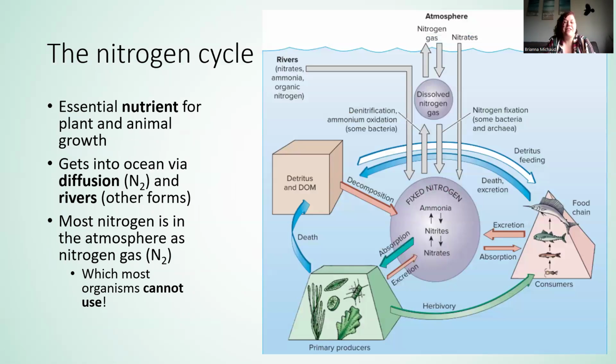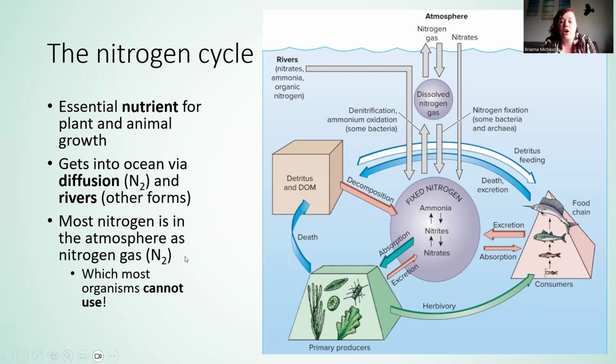Next up, we're going to talk about the nitrogen cycle. Nitrogen is important because it's an essential nutrient for both plant growth and animal growth and algal growth. Most of the nitrogen in the ocean gets there in a couple ways. First, it can get there through organics coming in through rivers, but also a lot of it dissolves, similar to carbon dioxide, from the atmosphere into the water as nitrogen gas.